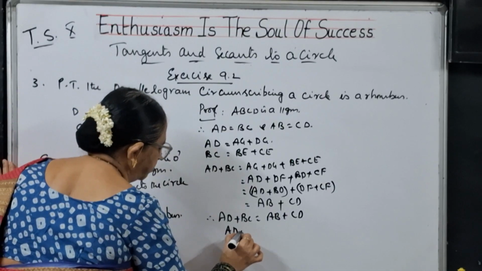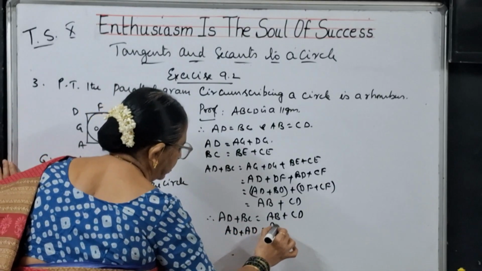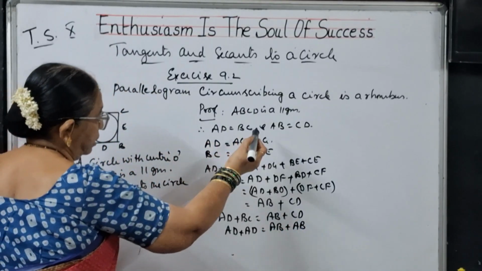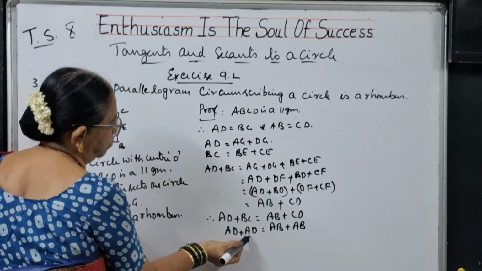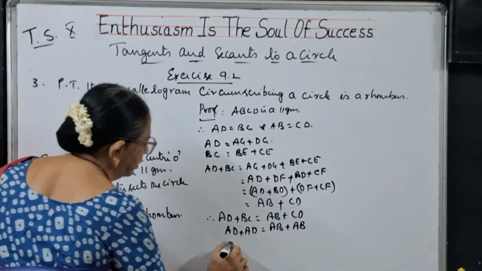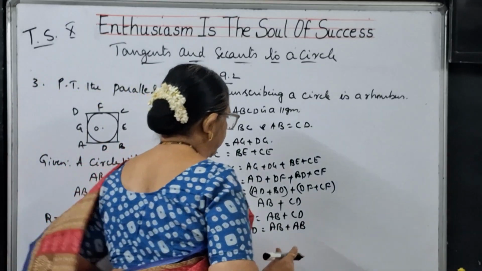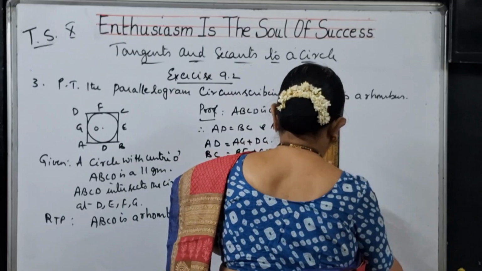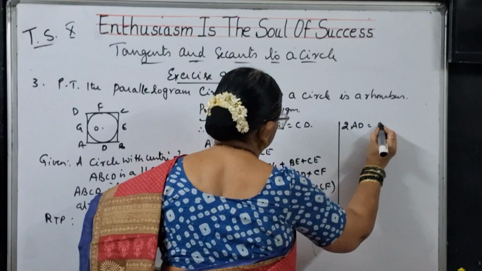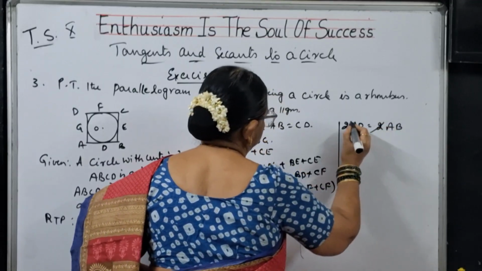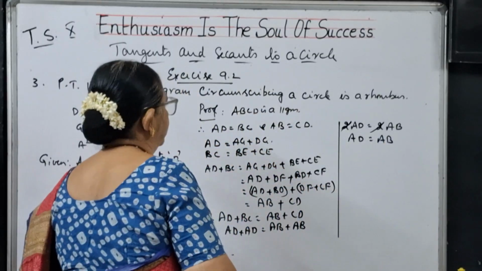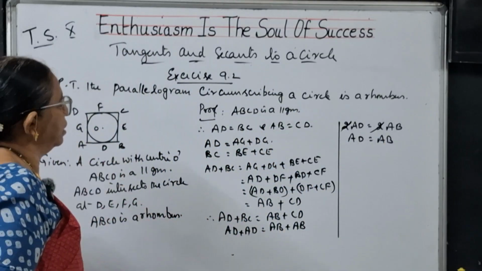I can write AD plus AD is equal to AB plus AB. Why is it? Because I said AD is equal to BC, so in the place of BC I am writing AD. AB is equal to CD, so in the place of CD I am writing AB. That means what are you getting? 2 times AD is equal to 2 times AB. So this will get cancelled. AD is equal to AB. That means, children, you have proved that the adjacent sides are equal.